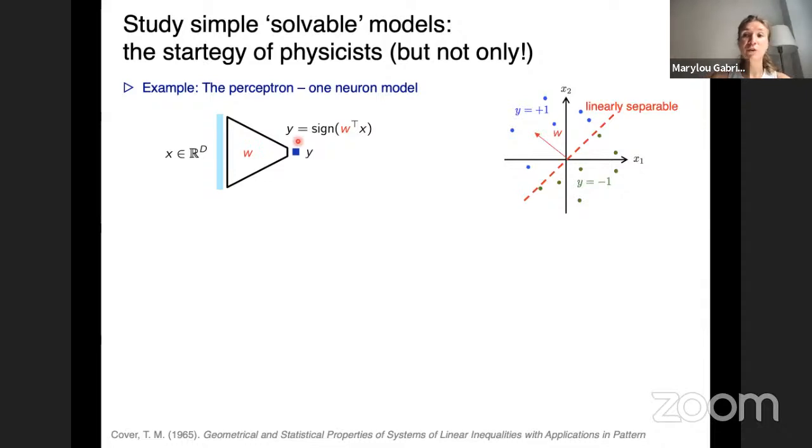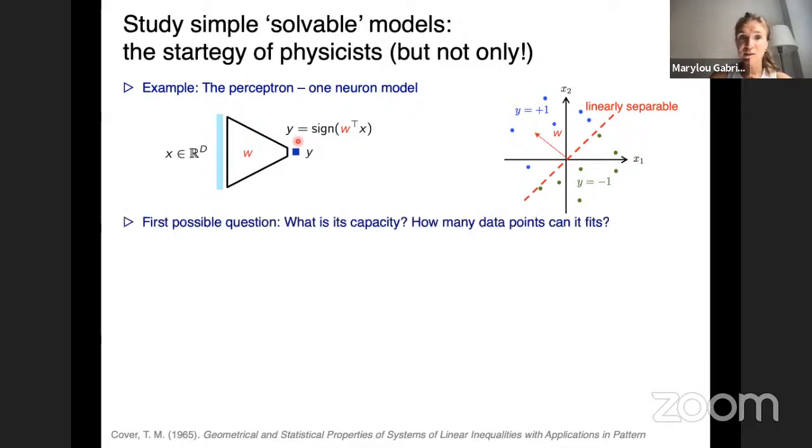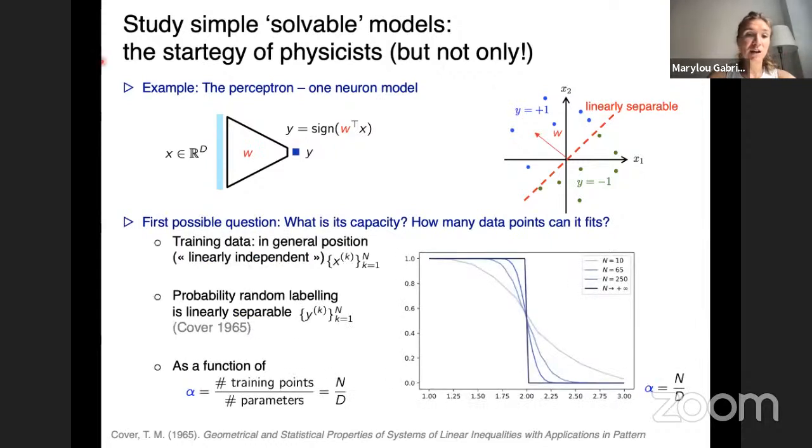Okay, so the first question that has been asked and answered about this learning model theoretically is, what is its capacity, or in other words, how many data points can it fit? So it turns out that with pretty mild assumptions, if we only assume that the training data points, the X's, are in what we call general position, which is some kind of extension of linear independence, then we can compute the probability that a random labeling is linearly separable. So if we take the Y's that correspond to those X's randomly -1 +1, then we can compute the probability that it's linearly separable, so that the perceptron will be able to do the job, as a function of a parameter alpha. That's what is going to control the difficulty of the task.